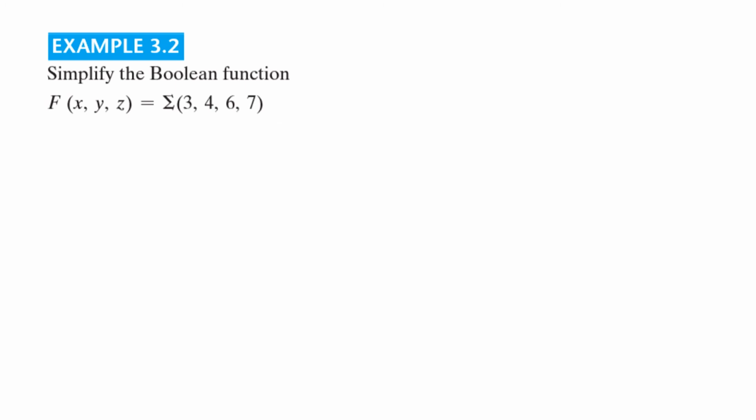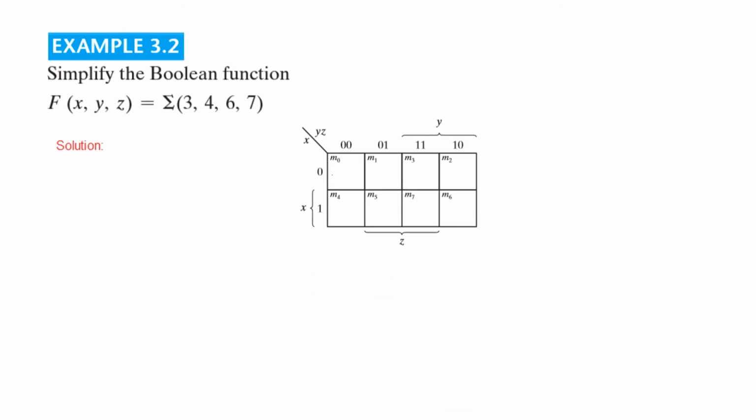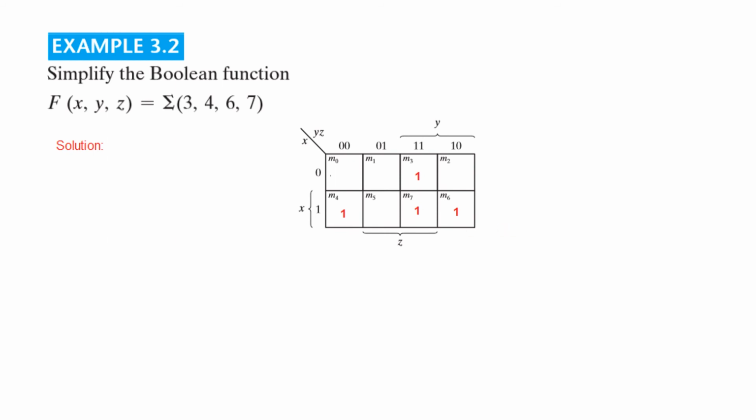Okay, now let's simplify example 3.2. These are the main terms. So let's put 1 in the boxes. At 3, 4, 6 and 7 we have to put 1. So this is how it is.